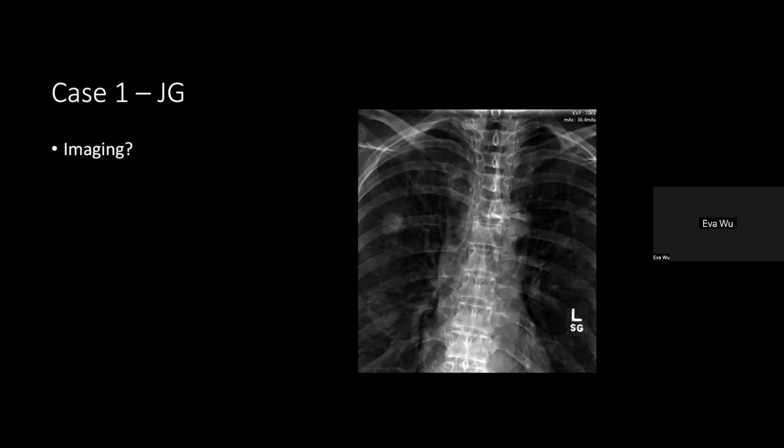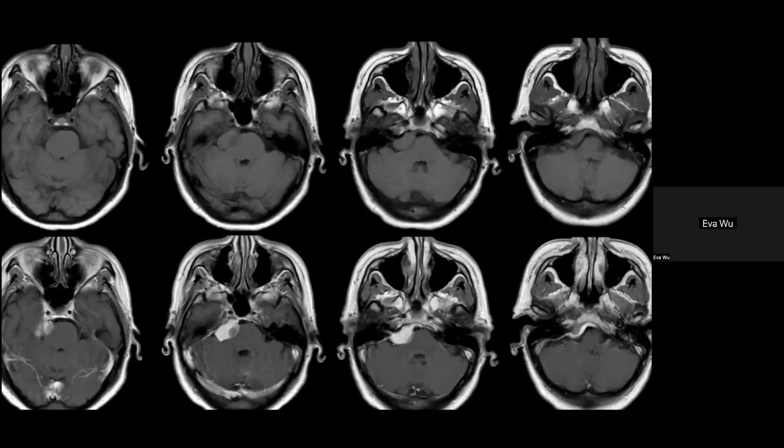So they ended up also getting a CT of the head, which showed a CP angle lesion, and so then they ended up doing an MRI as follow up. And so on the MRI, here's what they see. Can you describe?